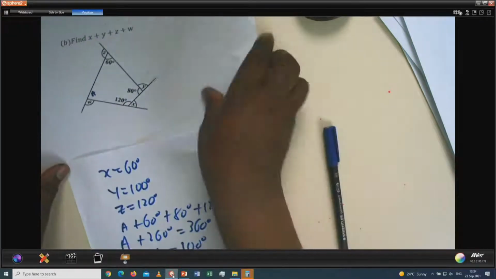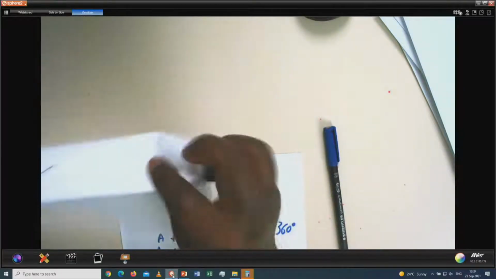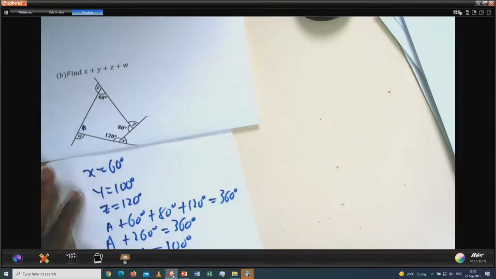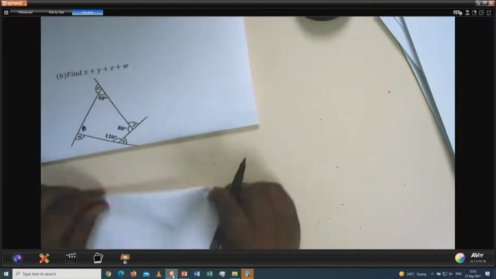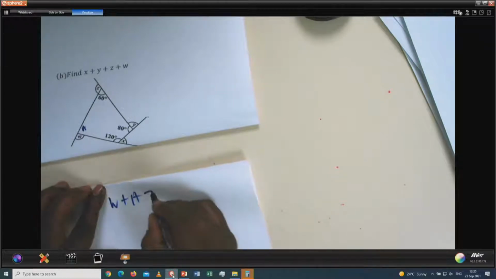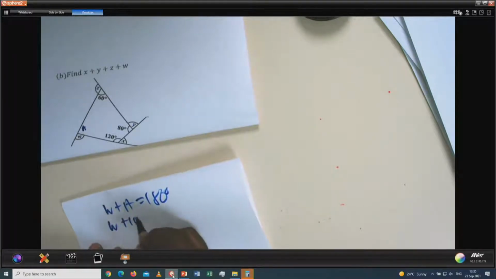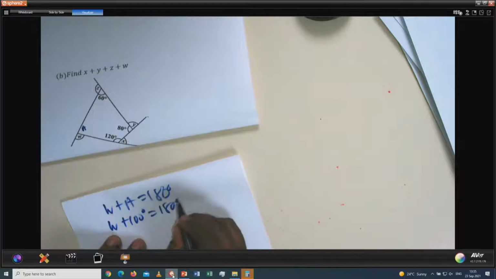But let's remember, what was the question looking for? Let's remember the question. We are looking for w. Therefore, w plus A should give you 180. w plus A is equal to 180 degrees. We have just calculated that the A is 100 degrees. Therefore, w is equal to 80 degrees.